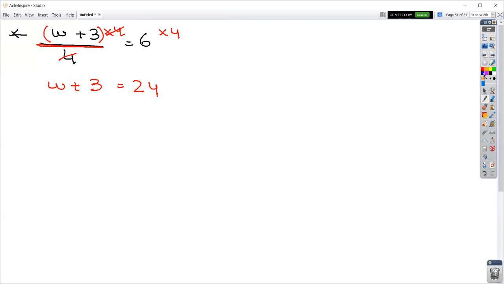Now we need to find out the w value from here. So we're going to do minus 3 on both the sides. This plus 3 and minus 3 will cancel each other and you'll be having w equals 24 minus 3, that would be 21.